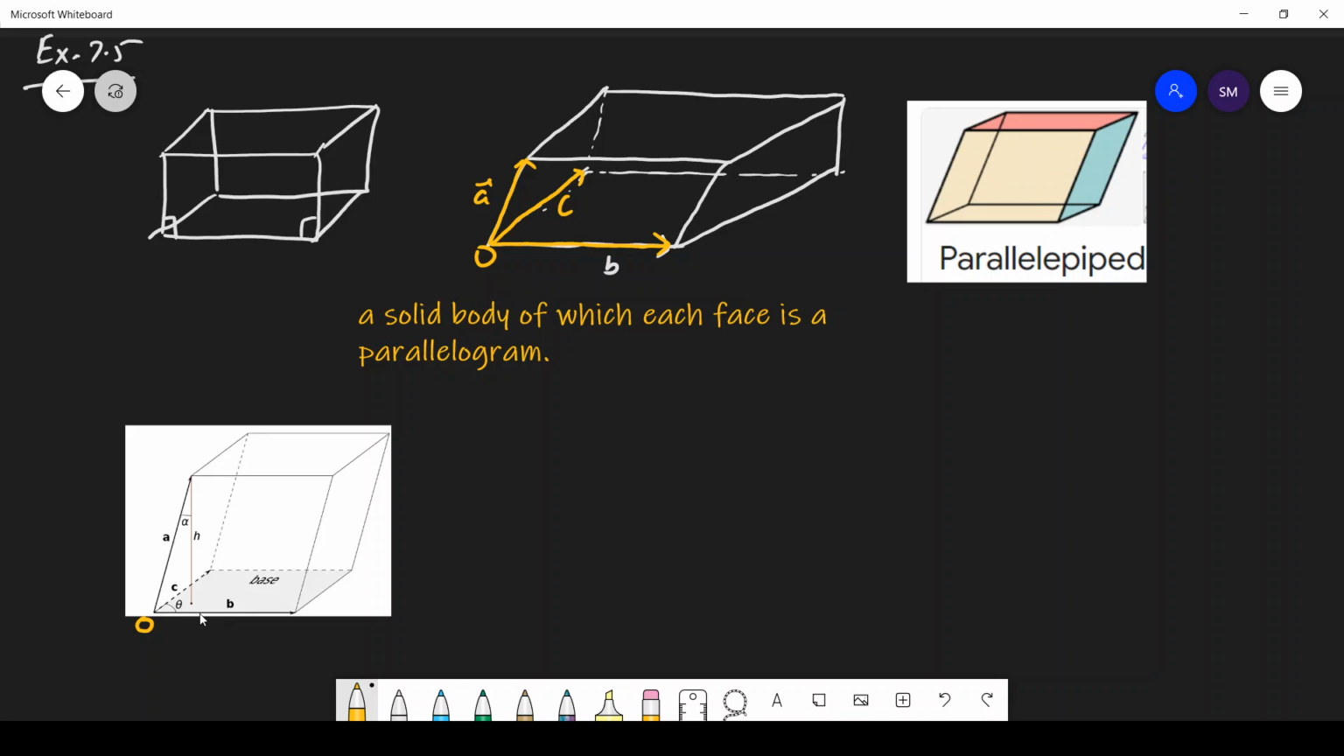So where will your B cross C be? If this is your base, then it is obviously perpendicular to it. This is your B cross C. This is the cross product, and the length of this is equal to the area of this base, right?